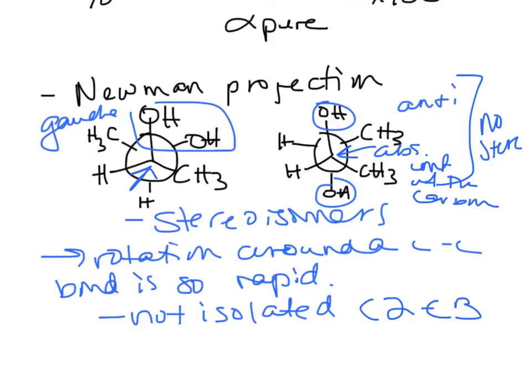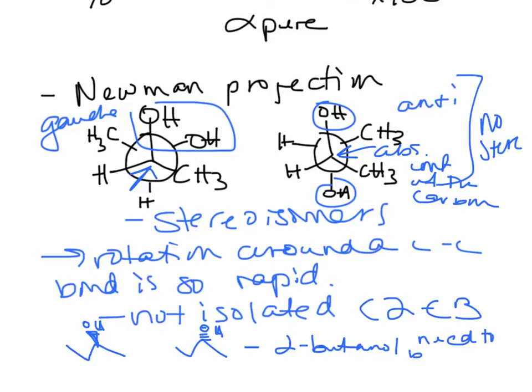I will say that in order to convert between these two types of butanol, they're both 2-butanol, you need to break a carbon-OH bond. Whereas when you're converting between different conformations of Newman projections, you're just rotating. You're not breaking any bonds. So this is an important distinction to make.